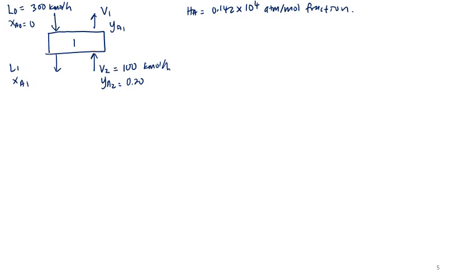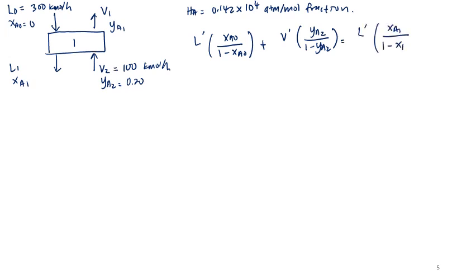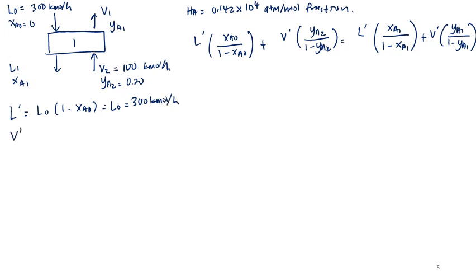Okay, so let's use our material balance equation in terms of solute free basis, which is L prime times XA0 over 1 minus XA0 plus V prime times YA2 over 1 minus YA2 equal to L prime times XA1 over 1 minus XA1 plus V prime times YA1 over 1 minus YA1. Now your L prime equals L0 times 1 minus XA0, and your XA0 is 0, so L prime equals L0 equals 300 kmol per hour. And your V prime is, you're given V2, so V2 times 1 minus YA2 equals 100 times 1 minus 0.2 equals 80 kmol per hour.